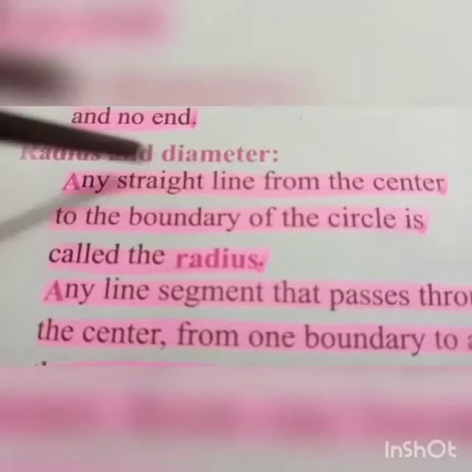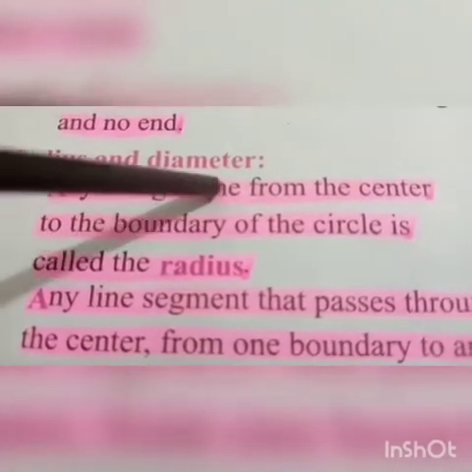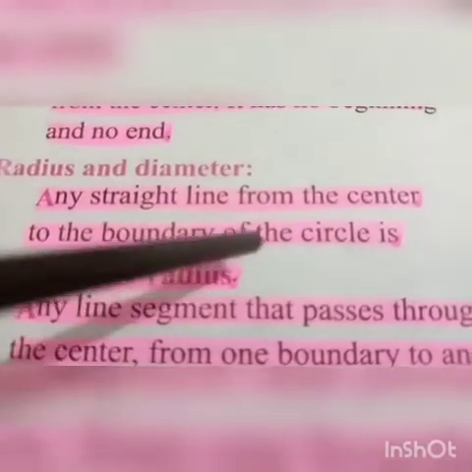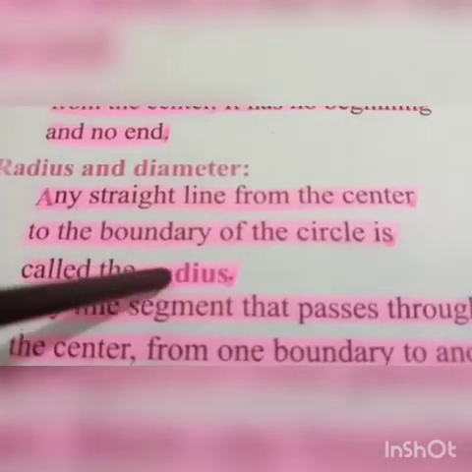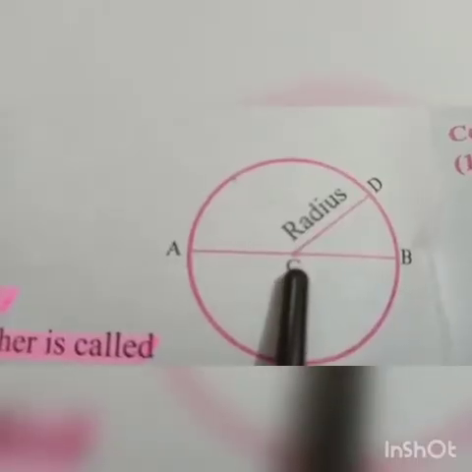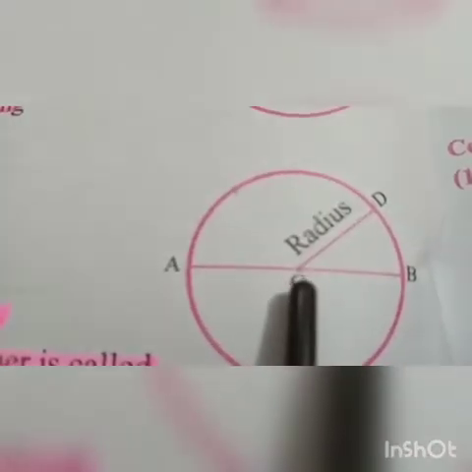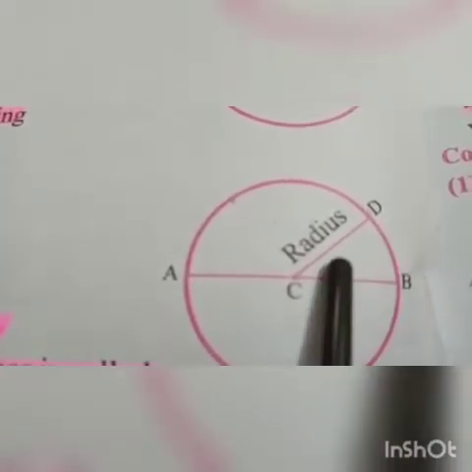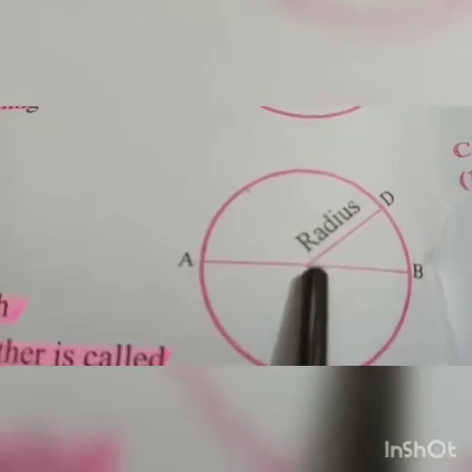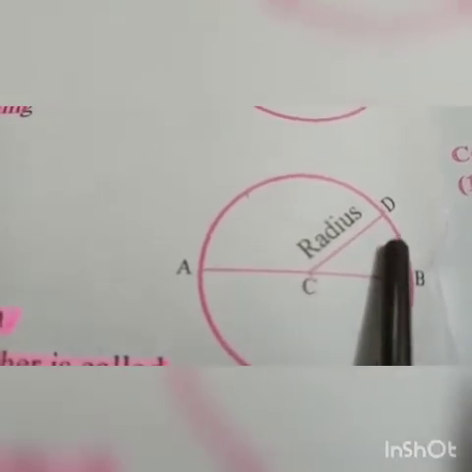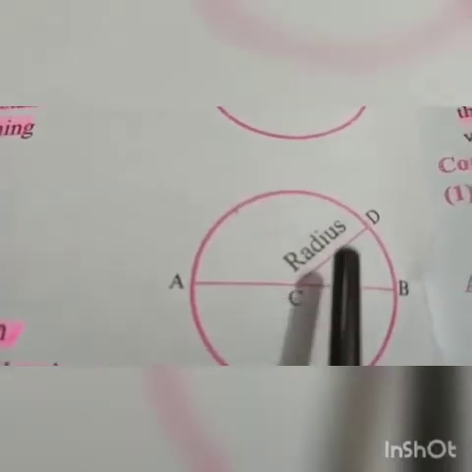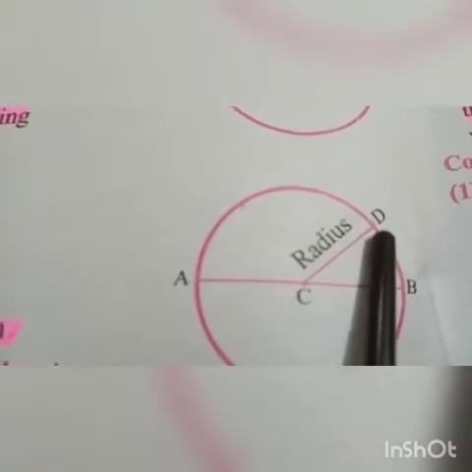Radius and diameter. Any straight line from the center to the boundary of the circle is called the radius. Here is point C. This is the center of this circle and the line CD is the radius of this circle. Basically, radius is a straight line from the center to the boundary of the circle.